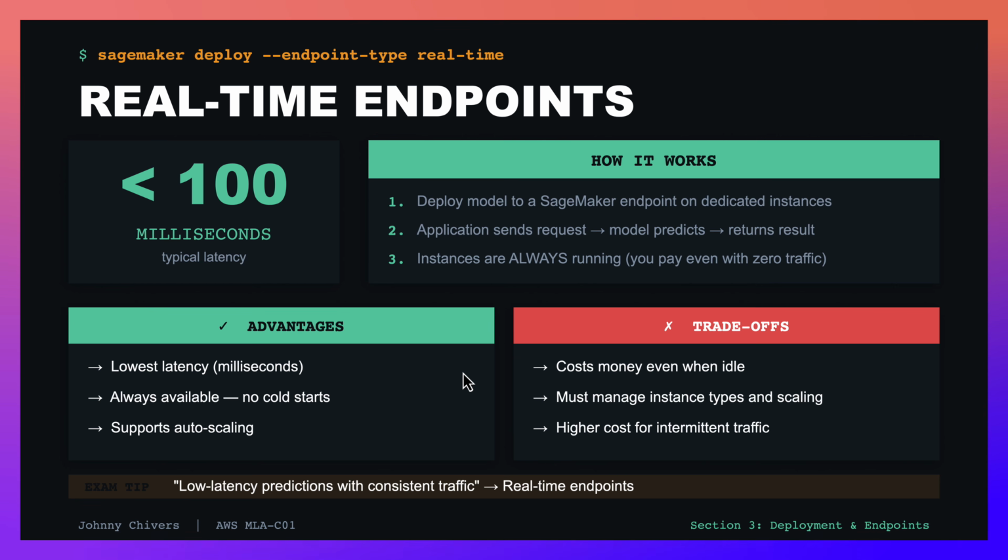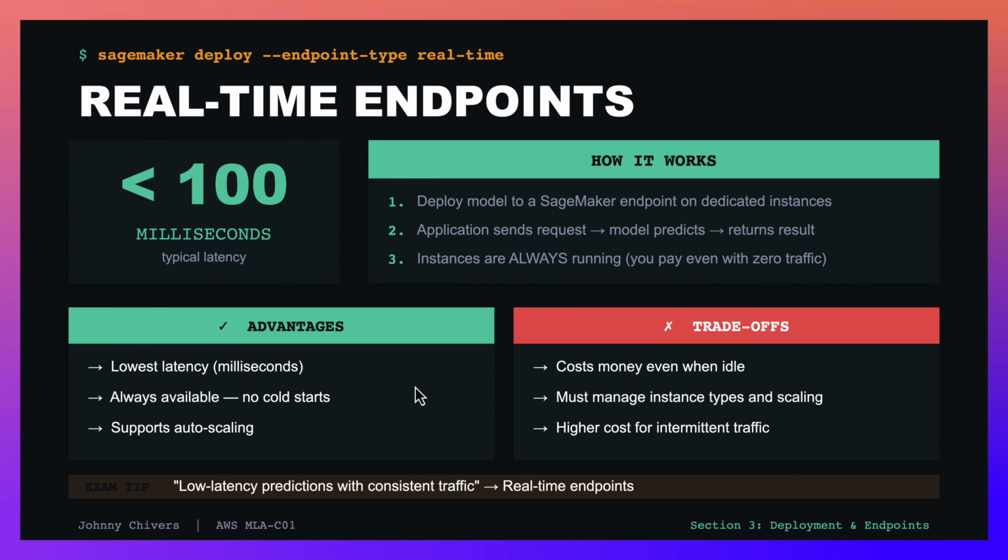With that in mind, there are 3-ish things that you need to know for the exam and a little bit more. The first one is the real-time endpoints, and we'll cover this when we actually deploy a real-time endpoint in the demo code. It'll give you less than 100 milliseconds of latency. Typically, you deploy a model to a SageMaker endpoint on a dedicated instance. So we give it a dedicated compute instance in SageMaker and we deploy it. The application sends a request, the model predicts, and it returns a result. Instances are always running, so we pay even when we have 0 traffic.